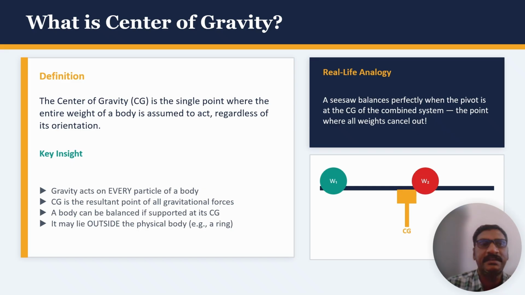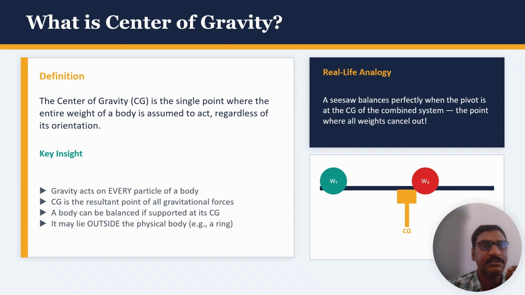So we need a way to replace all these distributed gravitational forces with a single equivalent resultant force. And that is exactly what we do. We find one single point through which a single resultant weight force can act such that its effect on the body is identical to the combined effect of all the individual gravitational forces. That special point is called the center of gravity, and it is abbreviated as CG.